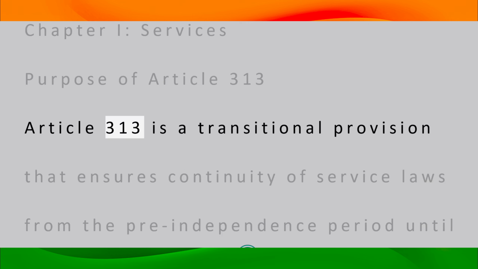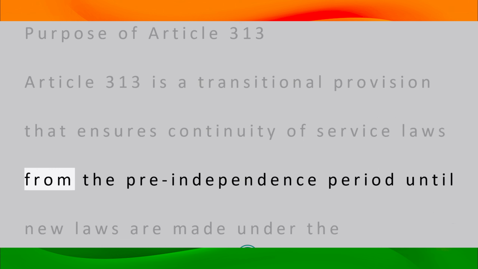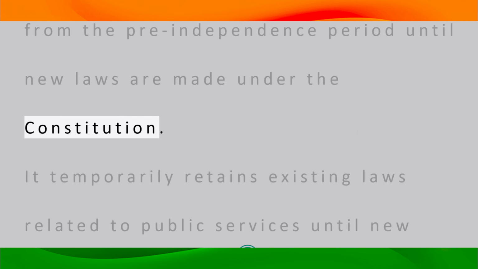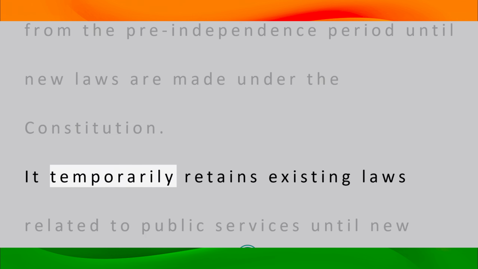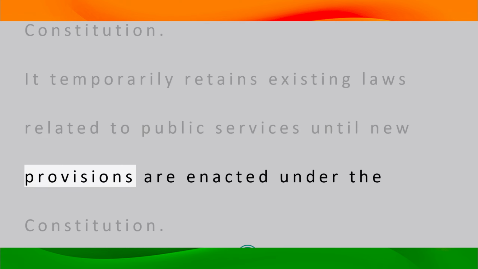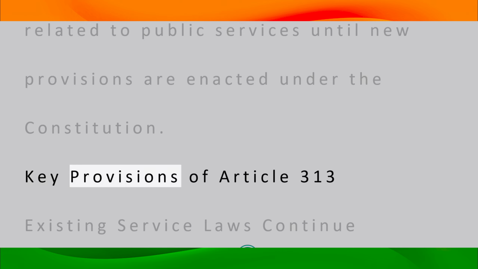Article 313 is a transitional provision that ensures continuity of service laws from the pre-independence period until new laws are made under the Constitution. It temporarily retains existing laws related to public services until new provisions are enacted under the Constitution. Key provisions of Article 313.